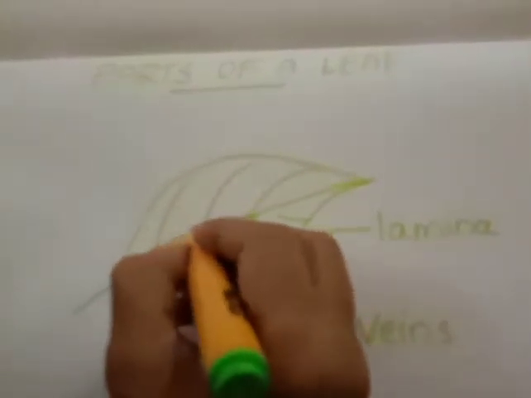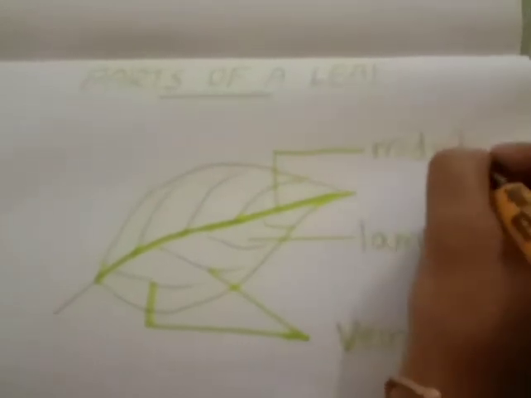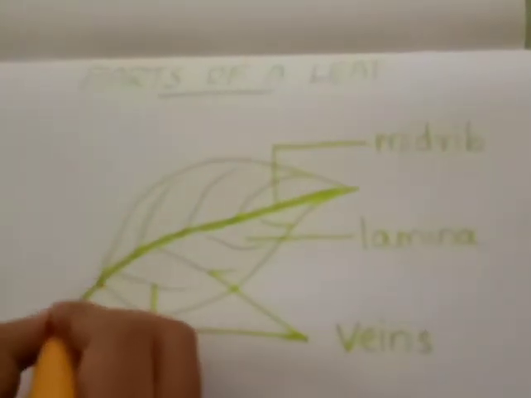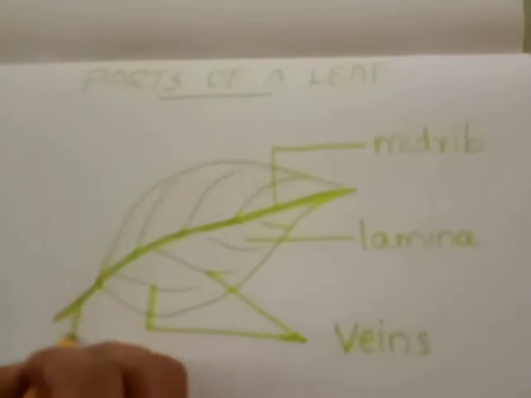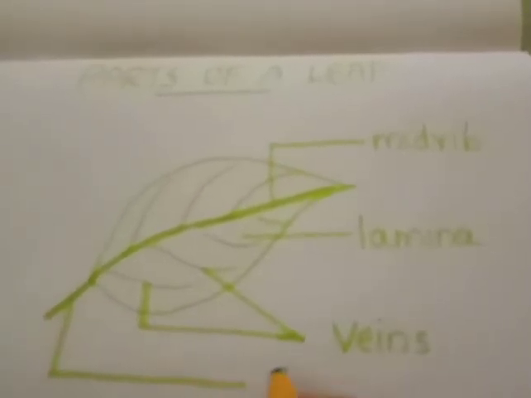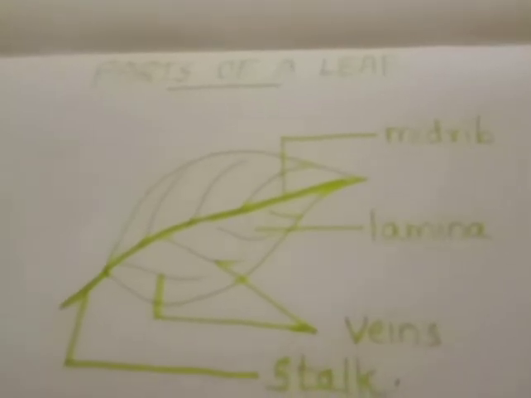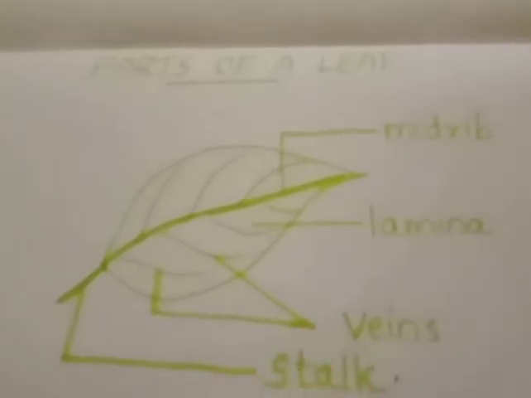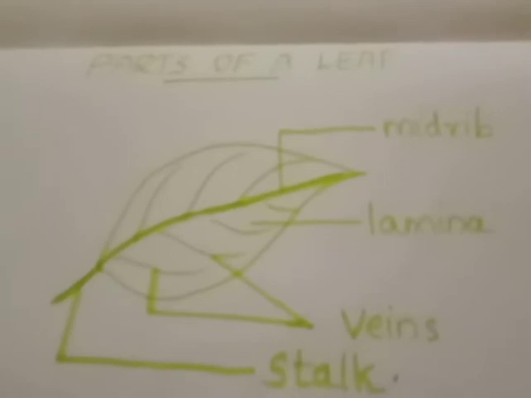The central thick vein is called as midrib. The part of the leaf that is attached to the stem is called as stalk. These are the different parts of a leaf. You have to draw this in your notebook.